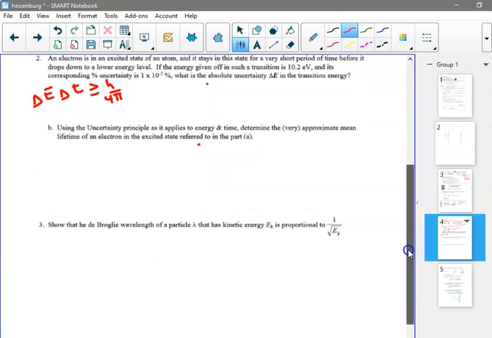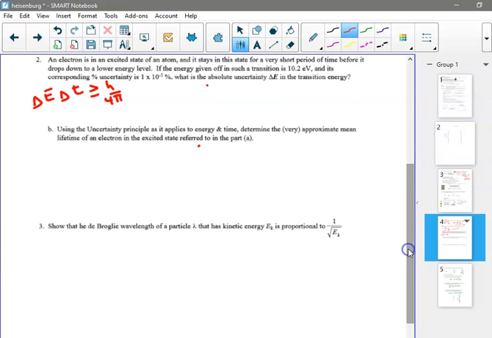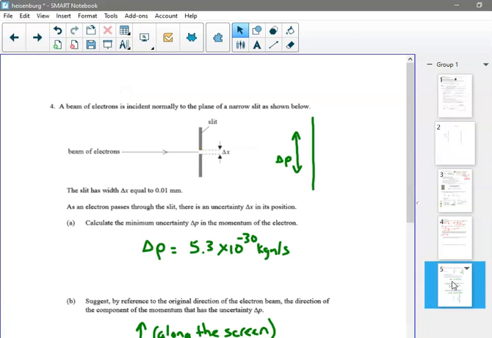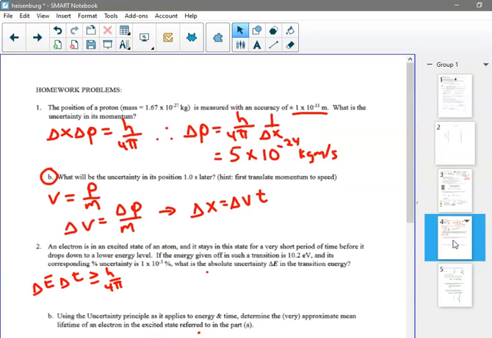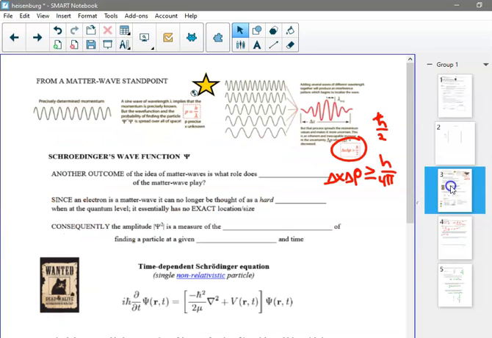Number 3 is more of a review problem than anything else. It's not necessarily tied into the uncertainty principle, even though ultimately the idea that matter can have wave-like properties leads to the uncertainty principle. Excuse me. And then number 4 is a diffraction problem, and I want us really to appreciate the connection between diffraction and how we can learn about the uncertainty principle that way from a classical standpoint. Okay, so let's go back to the notes.